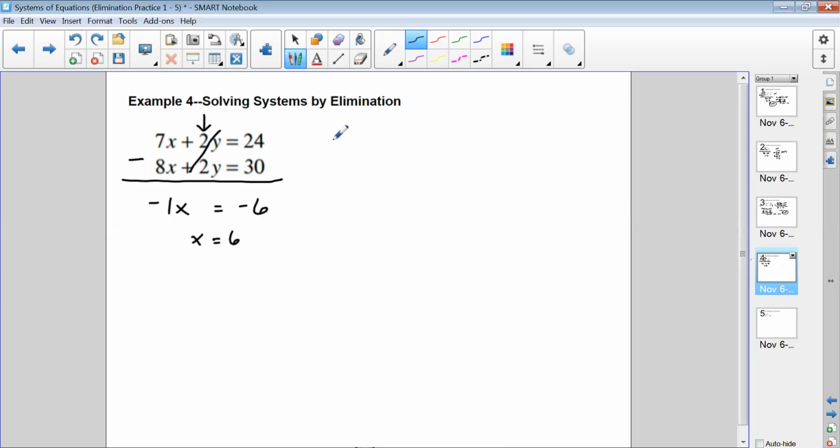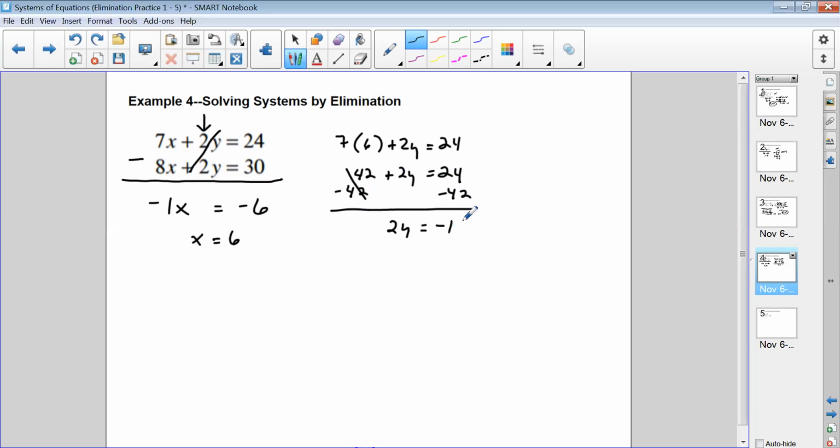Come back up to either equation. I'm going to go to the top equation. So 7 times 6 plus 2 times y equals 24. So 42 plus 2y is equal to 24. And I'm going to subtract 42. So that gives me 2y is equal to negative 18. And divide negative 18 by 2, and we get negative 9. So your solution would be 6, negative 9.